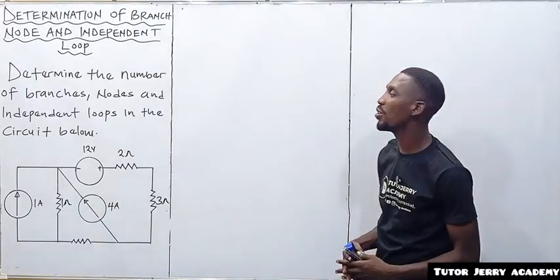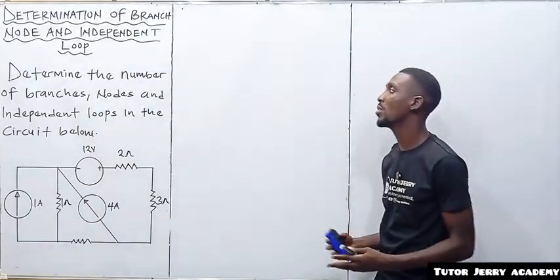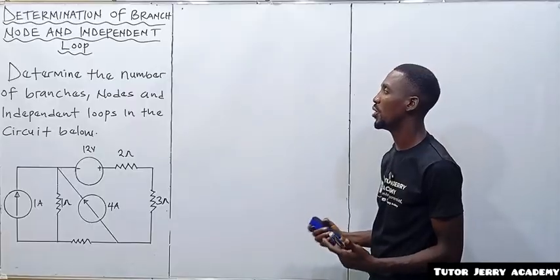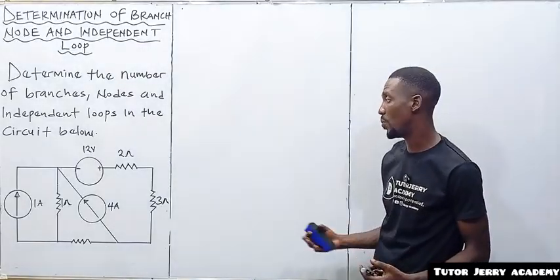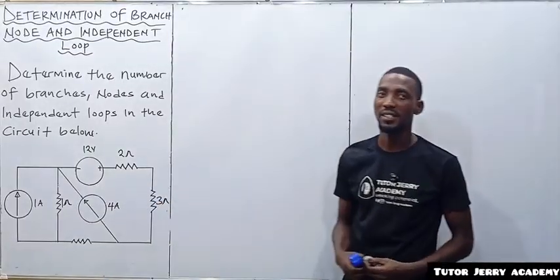All right, we are going to be solving another interesting question on determination of branch, node, and independent loop. And of course, here is the circuit.